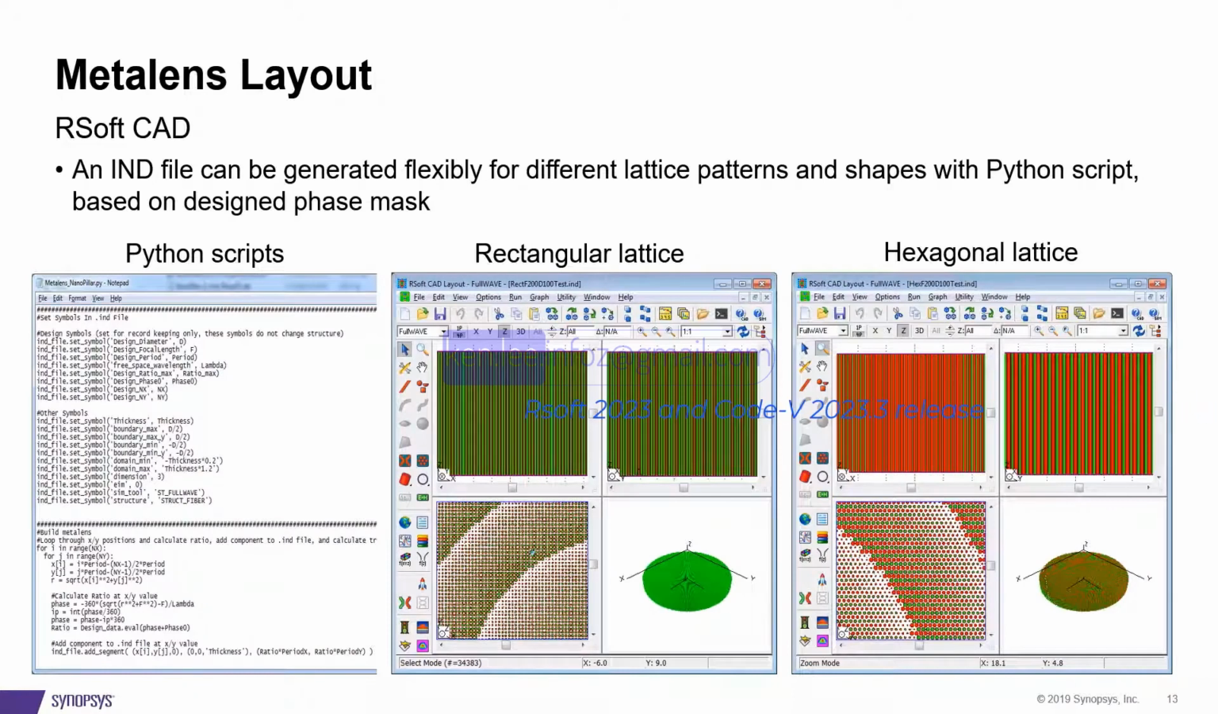In order to do simulation in RSoft photonic device tools, we first need to complete the layout of the structure in RSoft CAD. An IND extension file can be generated for different lattice patterns. This can be done by using a Python script, and this is of course based on the phase mask. On the left side, you can see a piece of the Python code we used to generate the layout. This same script can be easily modified to support both rectangular or hexagonal lattice filters. You can see both examples right here.